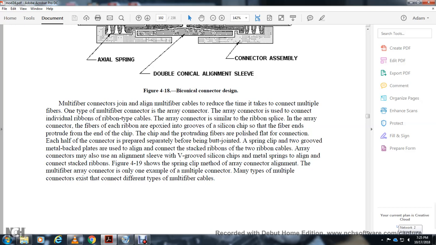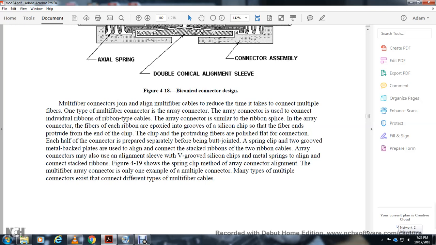The array connectors are used to connect individual ribbon type cable. Array connectors simply splice the ribbon in the area of the array of the connector. The fiber of each of the ribbons is epoxied into the groove of the silicon chip so that the fiber ends protrude. And on the end of the chip, the protruding fiber is polished flat for the connection.